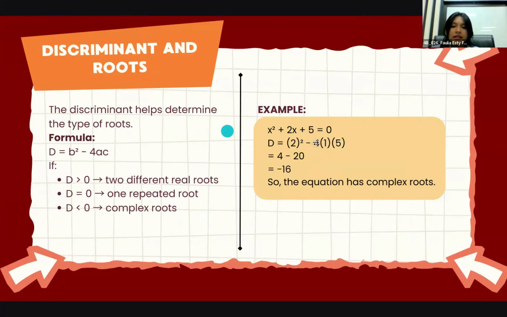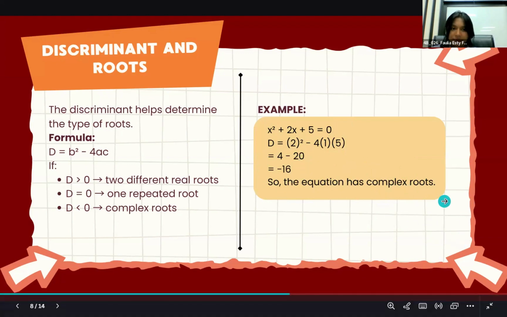Okay, it's an example from discriminant. The question is x squared plus 2x plus 5 equals 0. So the equation has complex roots. It's D equals minus 16.